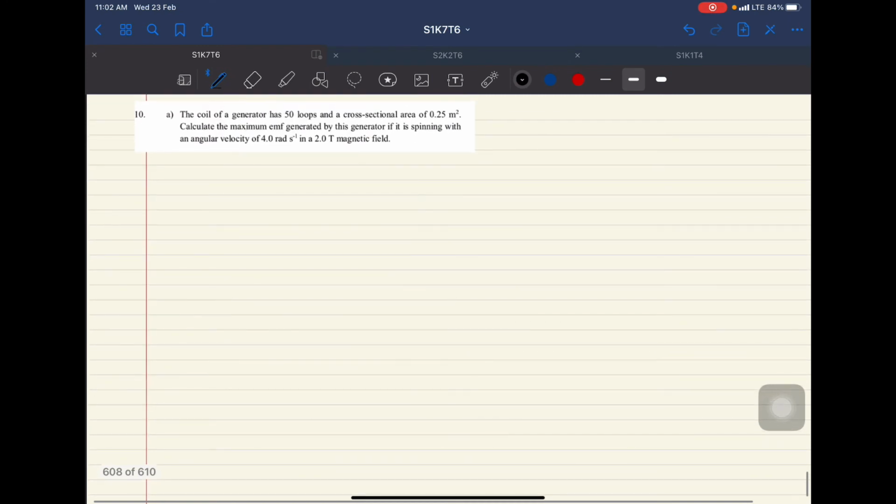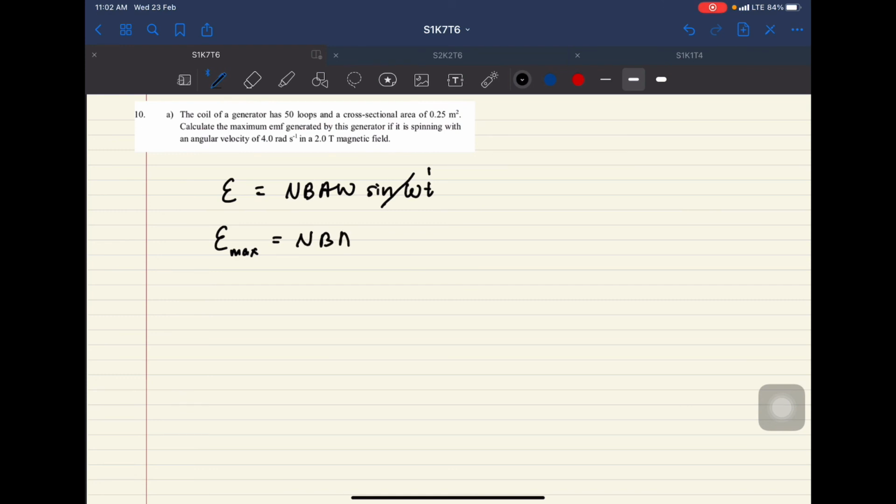Question number 10a. The coil of generator has a 50 loop and cross-sectional area of 0.25 meter. Calculate the maximum EMF generated by this generator if it is spinning with an angular velocity of 4 radian per second in 2 Tesla magnetic field. So now we are talking about a rotating coil. Okay, so you know that if you want to solve a rotating coil, you can use induced EMF equals to NBA omega sine omega t, right? But it say that they want to calculate the maximum EMF. So Emax, this one becomes 1. Maximum EMF sine omega t or sine theta is equals to 1.